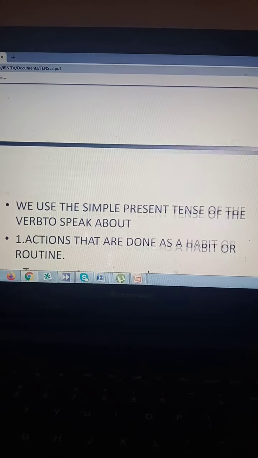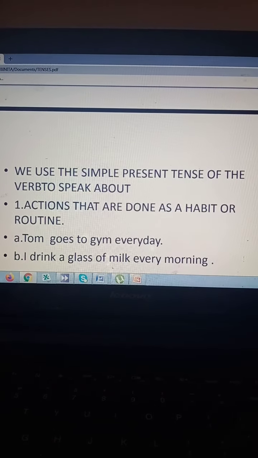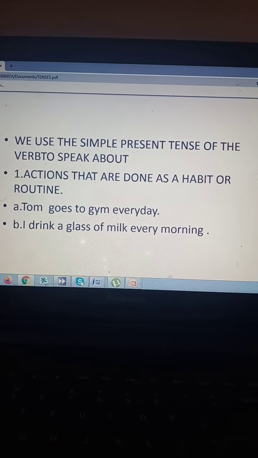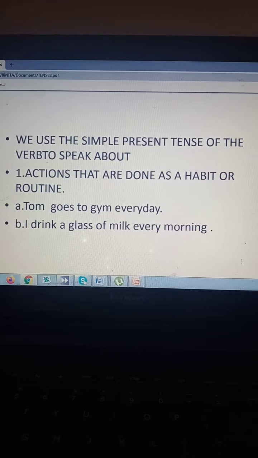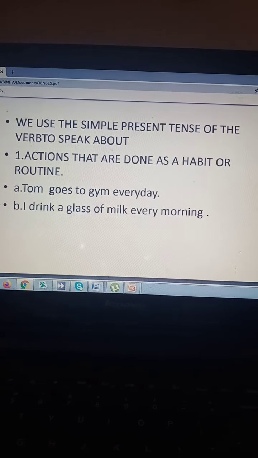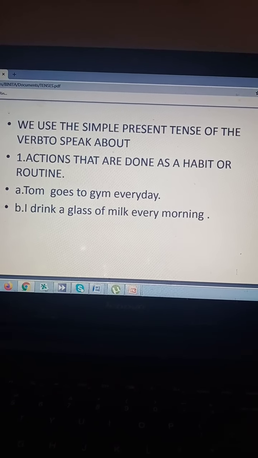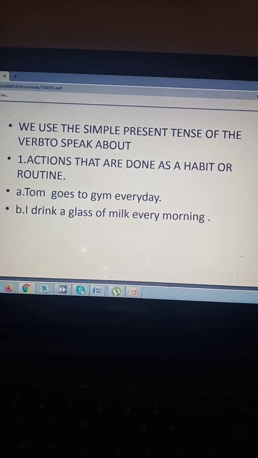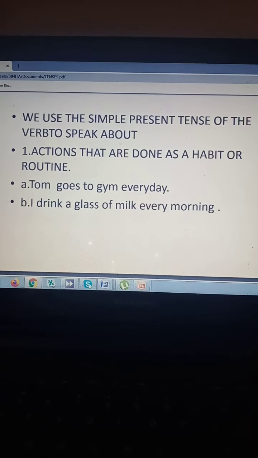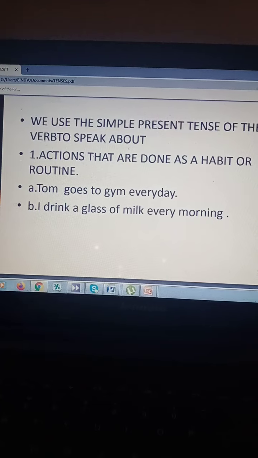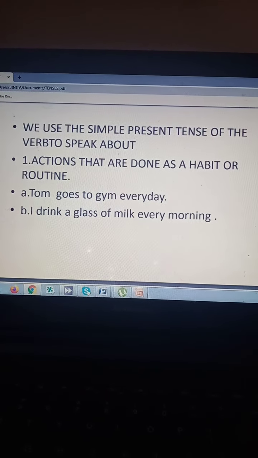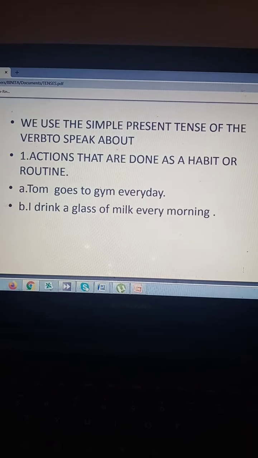Now, we use the simple present tense of the verb to speak about... when do we use this simple present tense, children? We have to understand that. Simple present tense is used for actions that are done as a habit or routine. A thing that is done every day, you're habitual. Like I brush my teeth every day, I go to school every day. These are something that is done as a habit or a routine. I have my breakfast every day. So this is a habit that you do.